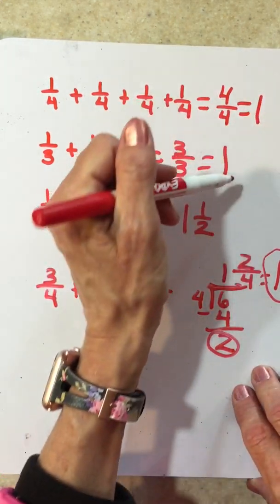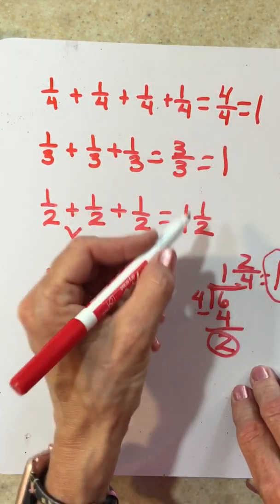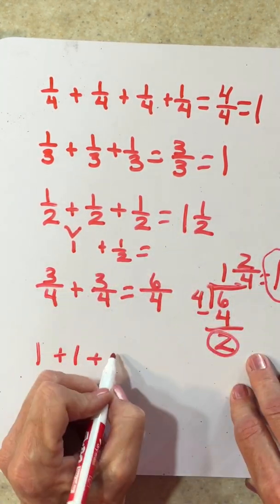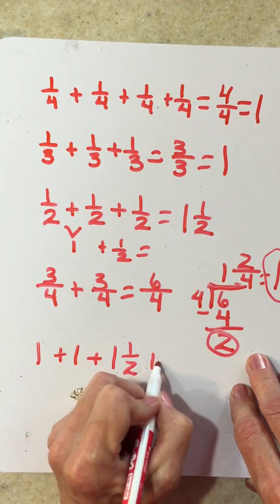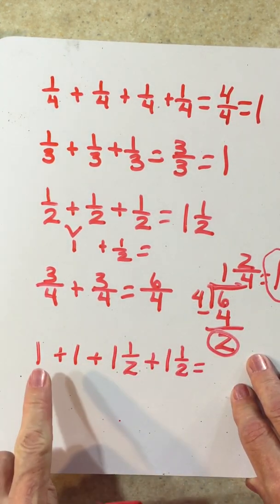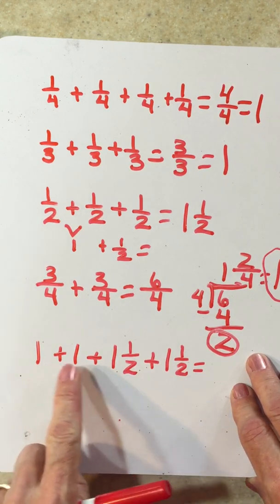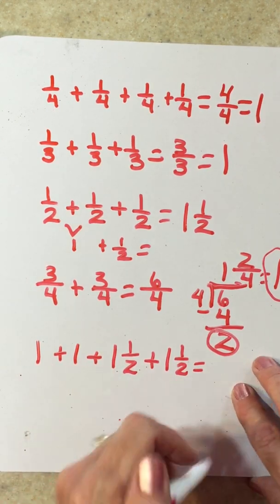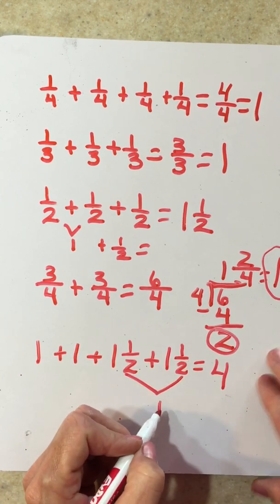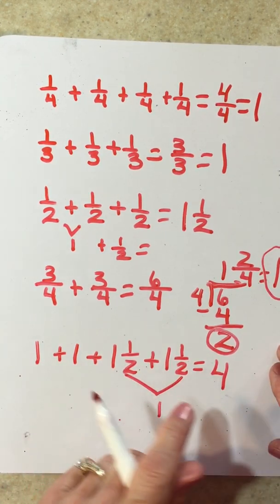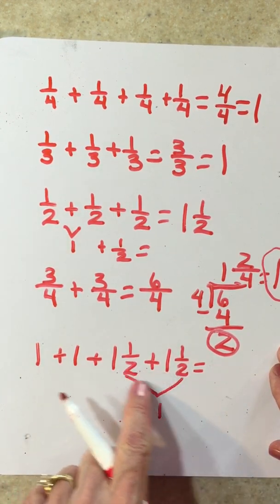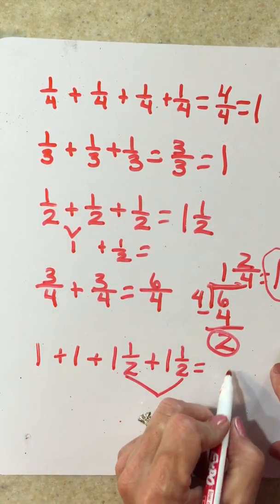Now you have to put all those together. So we've got 1 plus 1 plus 1 1/2 plus the other 1 1/2, for a total of, I'm going to do all the wholes first. 1, 2, 3, 4. And these 2 halves nicely go together to make another whole. So it's actually not 4, it's 5. It was 1, 2, 3, 4, and then these 2 go together to make 5 wholes.